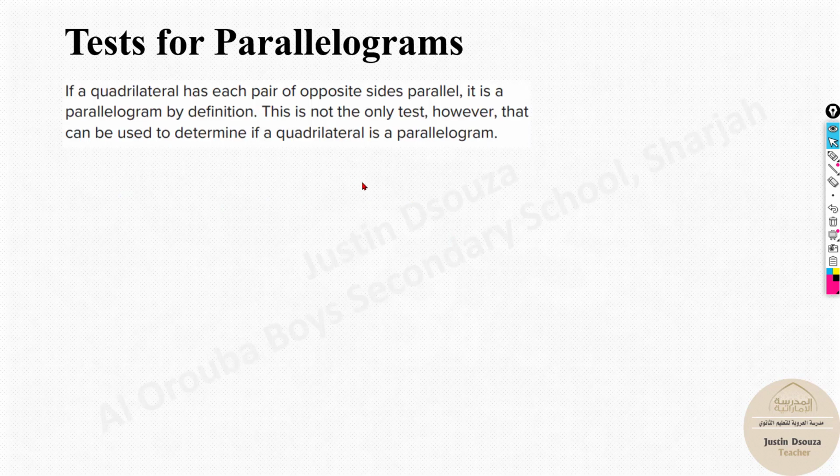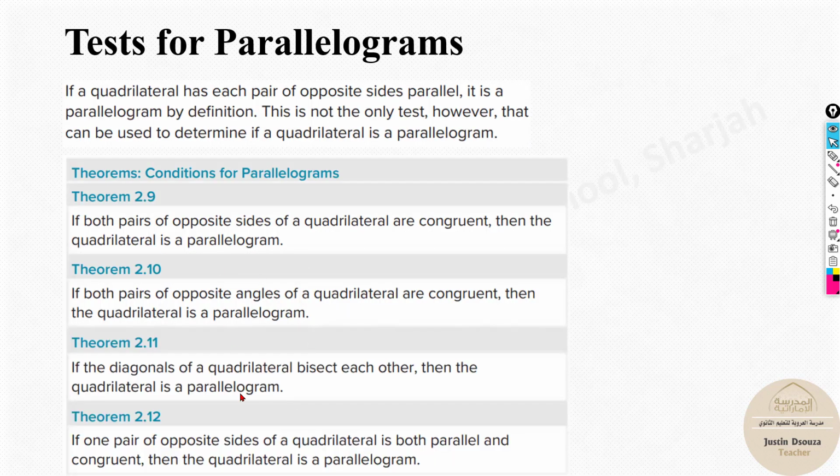Now the test for parallelograms is basically used by these four main conditions or theorems. Sorry, these are not formulas, these are conditions or theorems. If both pairs of opposite sides of a quadrilateral are congruent, then the quadrilateral is a parallelogram. Let me just draw a parallelogram. It doesn't seem like it, but just imagine this is a parallelogram. Whenever opposite sides, these two and these two, are equal, if they are congruent, then you can directly say it's a parallelogram, even if you do not know whether it's parallel or not.